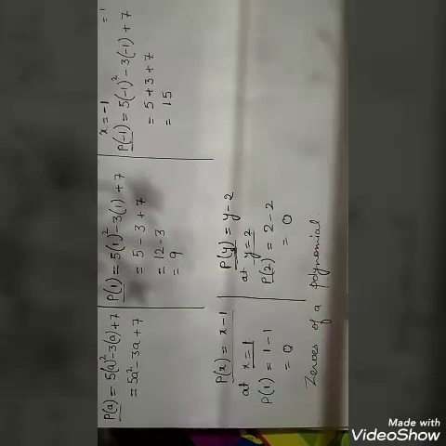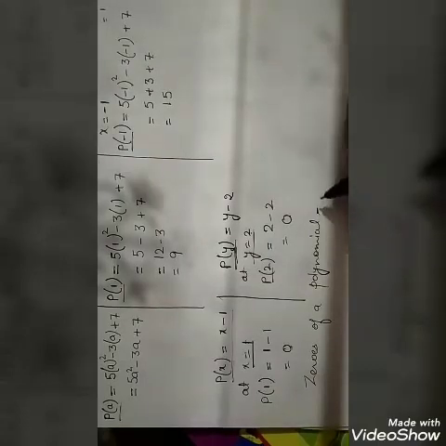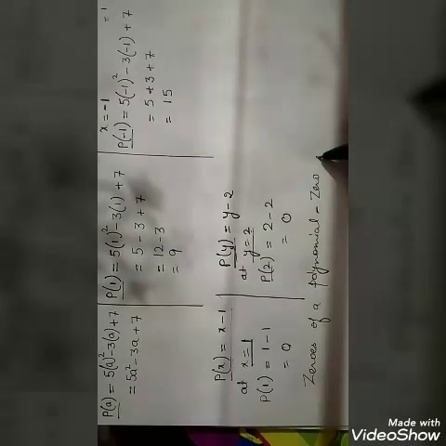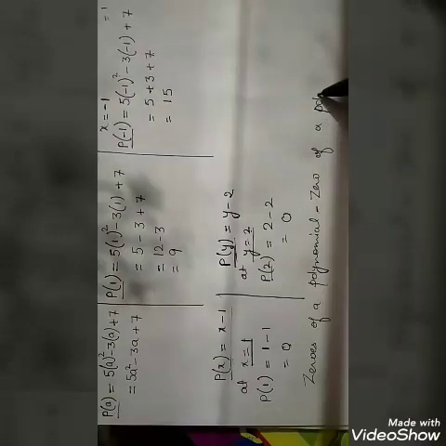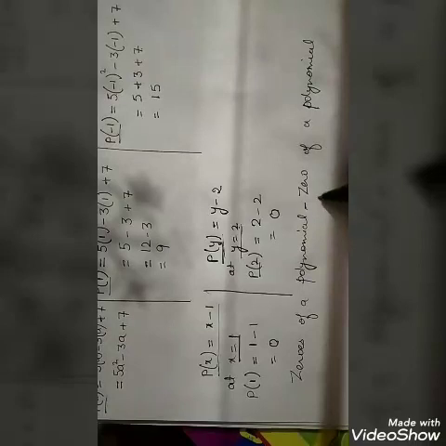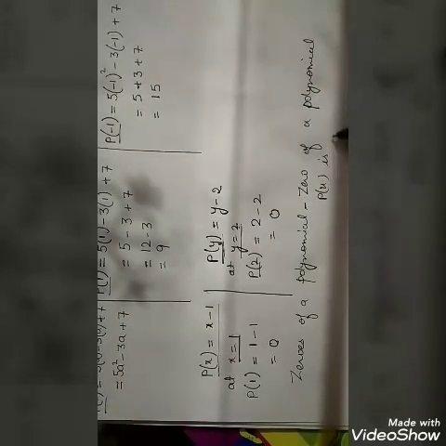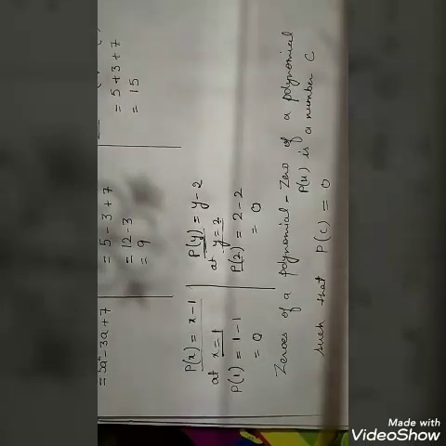So we can define the zero of a polynomial as follows. A zero of a polynomial p(x) is a number c such that p(c) = 0.